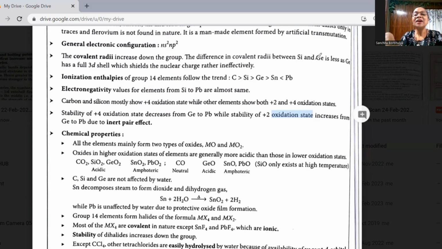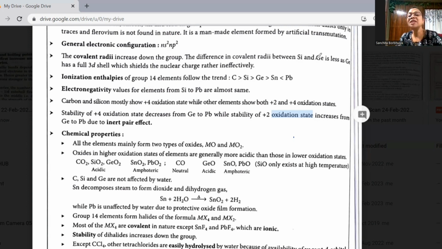Electronegativity. In case you've missed something, you can definitely pause, rewind, and go back. And I hope you're writing down your equations. I've not given much. There's not much equations also. The electronegativity values should have decreased because they're becoming metallic, but silicon to lead are almost the same.